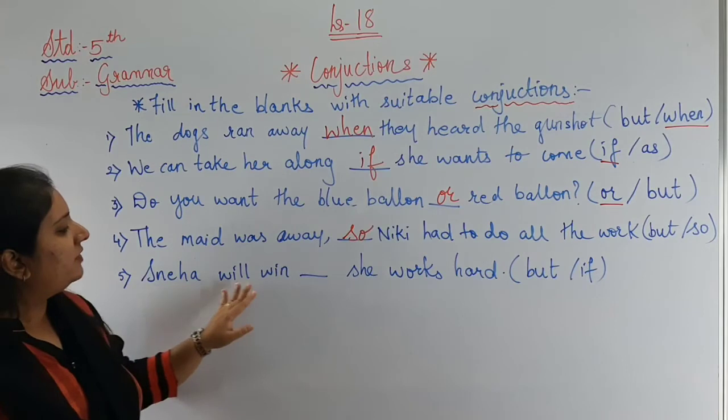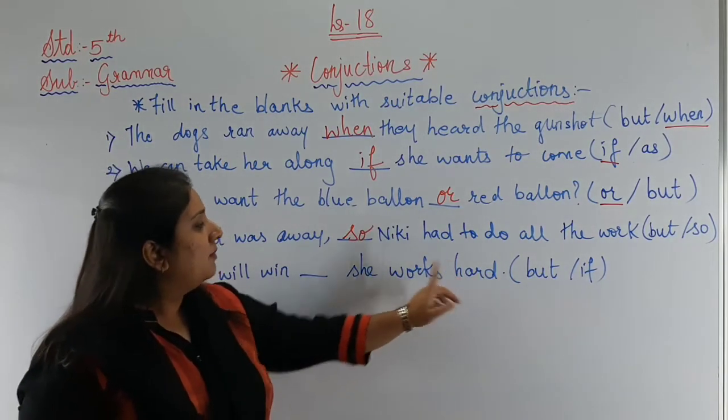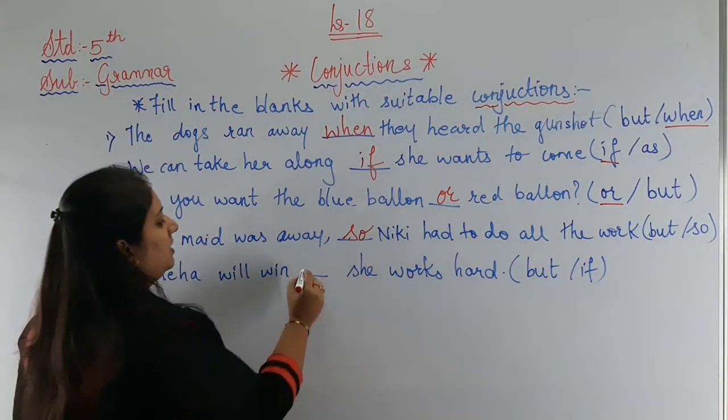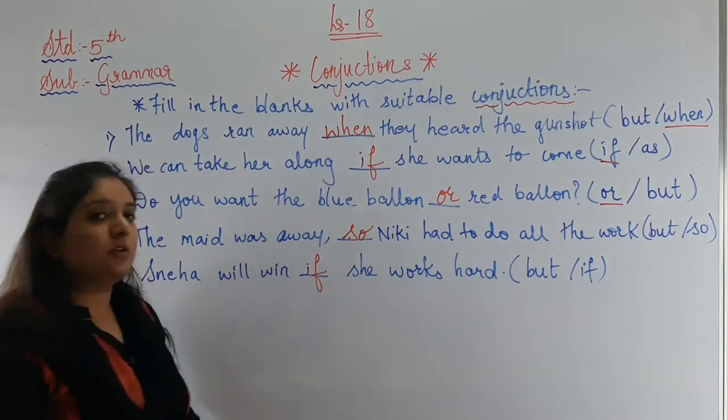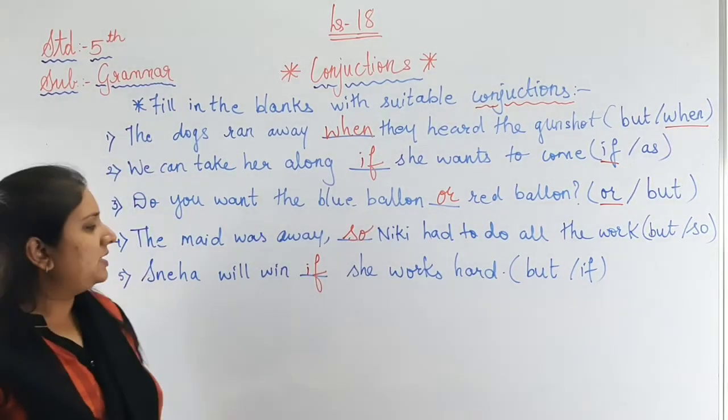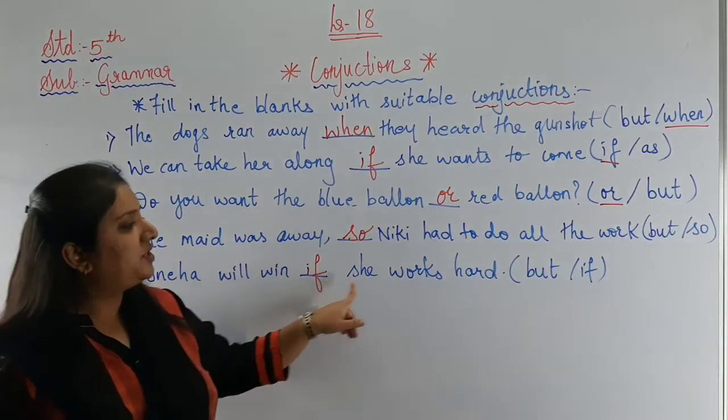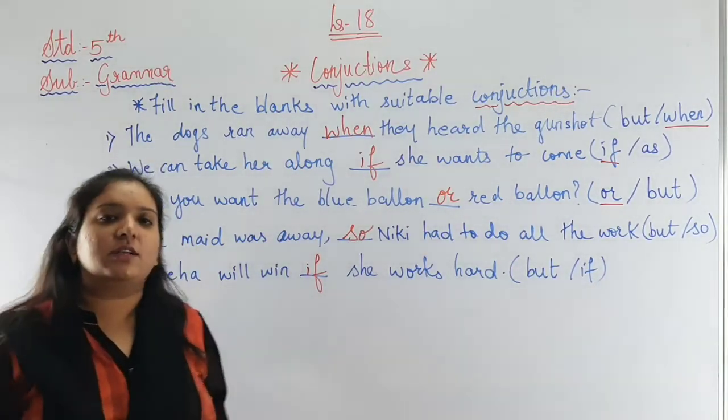Next. Sneha will win dash she works hard. But she works hard, or if she works hard? If. This sentence is also showing a reason that Sneha will win if she works hard. So I hope you have understood the conjunction lesson.